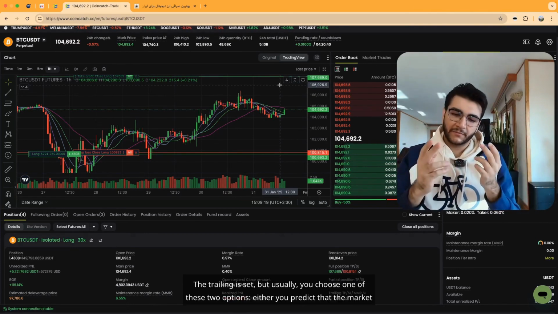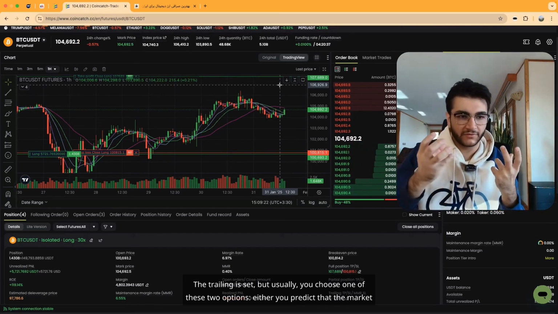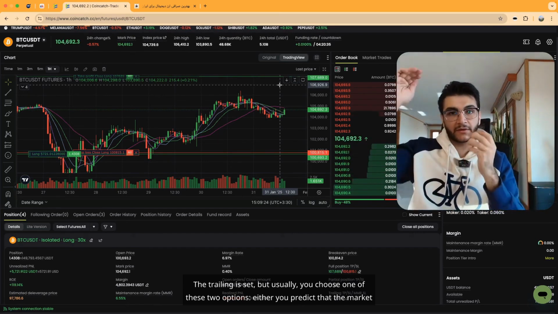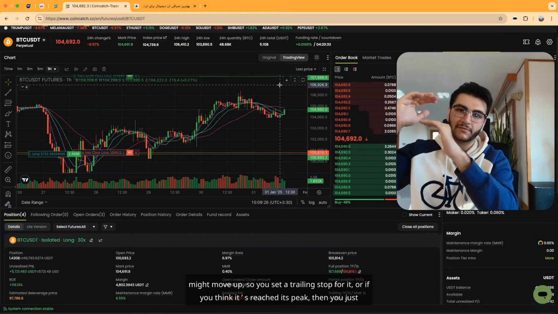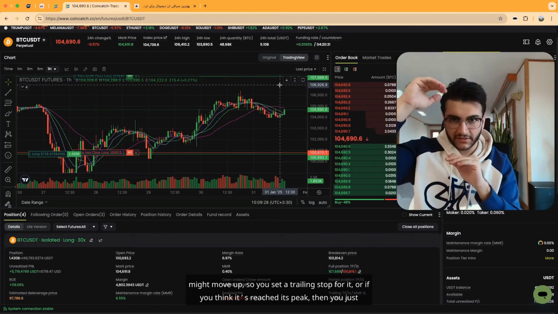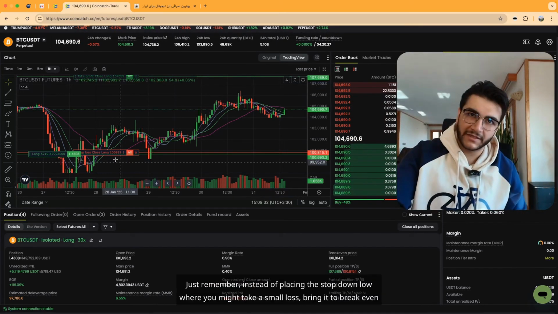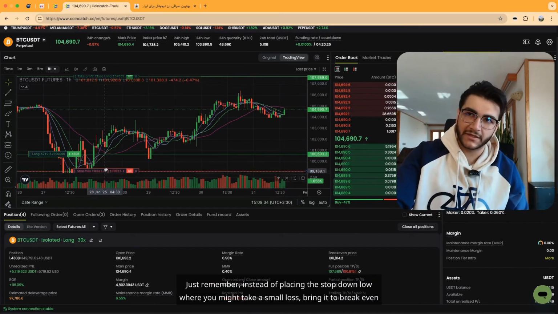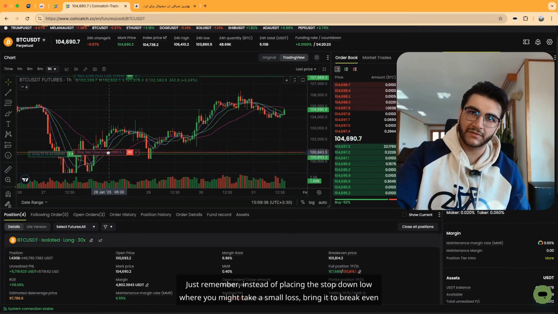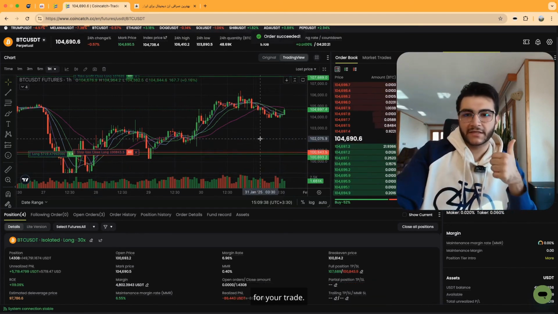The trailing is set, but usually you choose one of these 2 options. Either you predict that the market might move up, so you set a trailing stop for it. Or if you think it's reached its peak, then you just close the whole trade right there. Just remember, instead of placing the stop down low where you might take a small loss, bring it to break even for your trade. That's it, it's done.